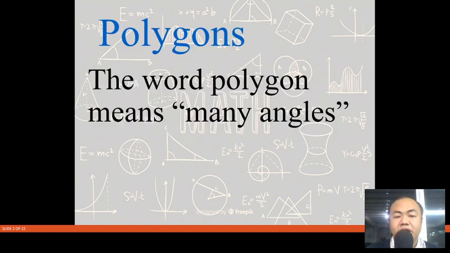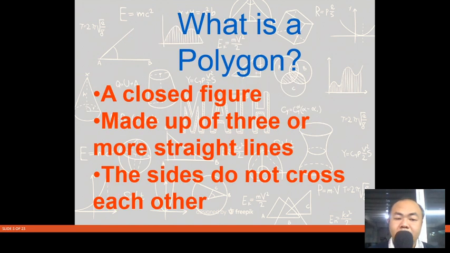Okay. What is a polygon? Polygon means many angles. So if you have a shape and the shape has more than 2 angles, at least 3 angles, and it must be a closed shape, we can call the shape a polygon. A polygon is a closed figure made up of 3 or more straight lines. The sides do not cross each other.